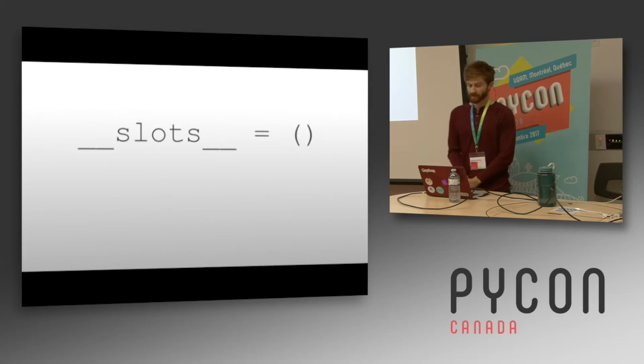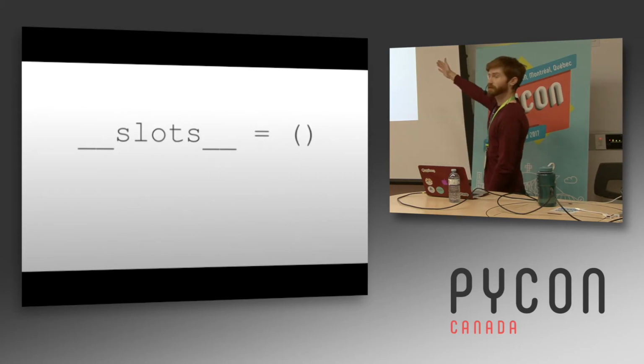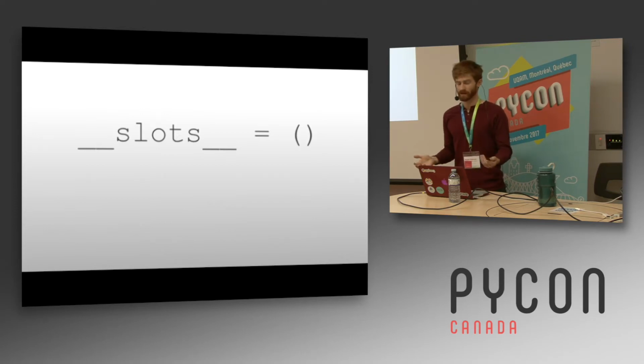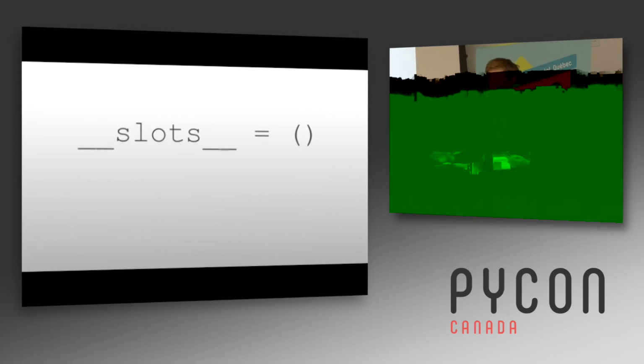Let's quickly cover a definition. This is the thing that I'm going to be talking about, and I'm going to refer to it as DunderSlots. Dunder is just short form for double underscore.